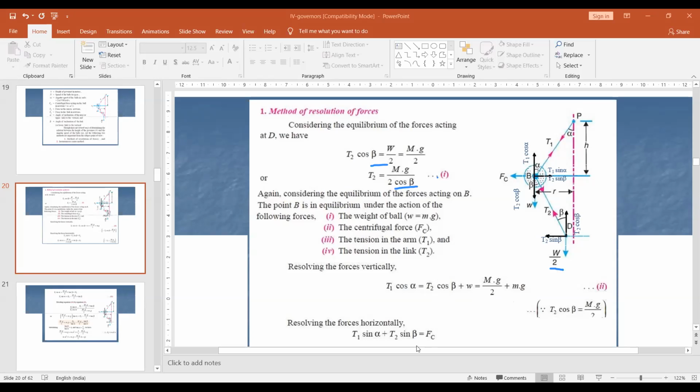Now resolving the forces horizontally. What are the horizontal forces? T1 sin alpha plus T2 sin beta equals FC. Just observe the diagram.